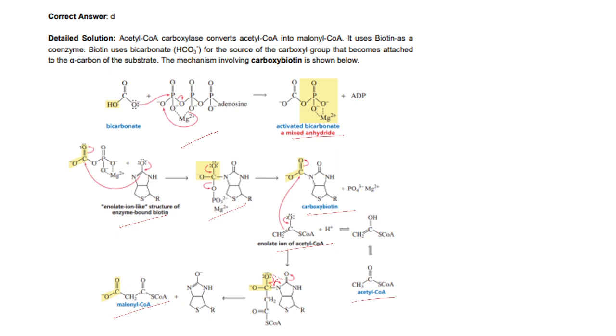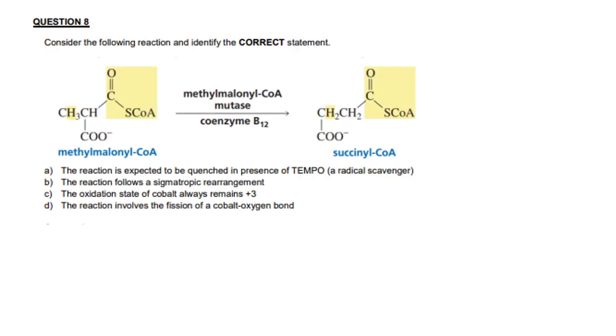Okay. Consider the following reaction and identify the correct statement. This methylmalonyl coenzyme A gets converted to succinyl coenzyme A by the methylmalonyl coenzyme A mutase enzyme with vitamin B12. The reaction is expected to be quenched in presence of TEMPO or a radical scavenger. The reaction follows the sigmatropic rearrangement. The oxidation state of cobalt always remains 3. The reaction involves the fission of the cobalt-oxygen bond.